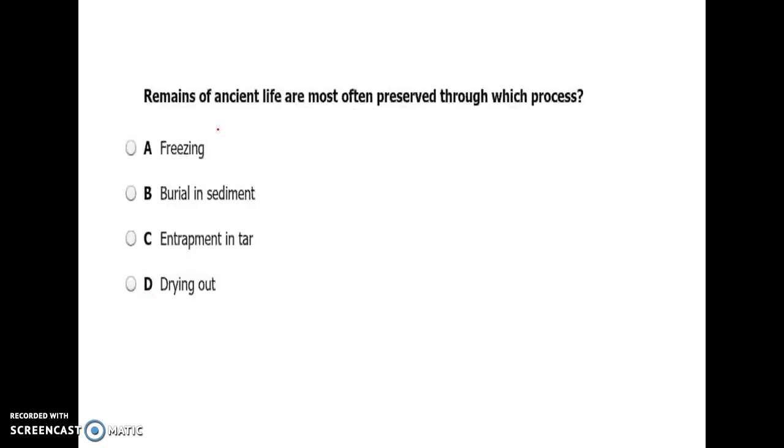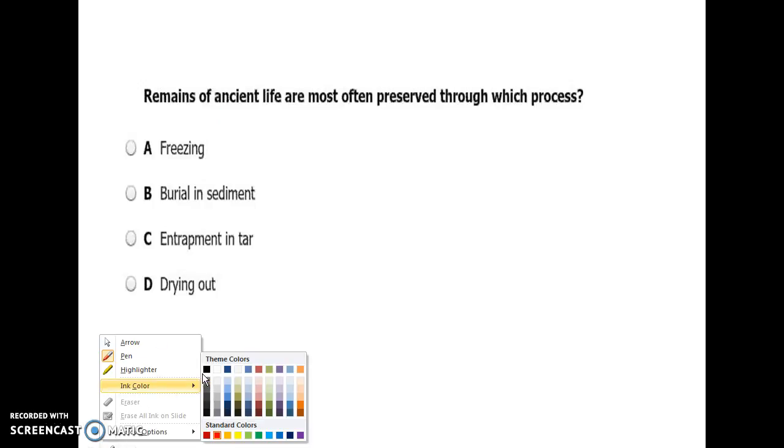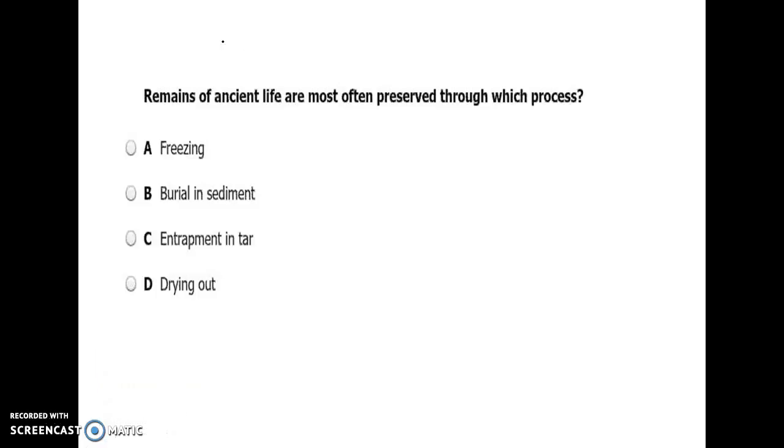So let's look at this next question. The remains of ancient life. If we look at the remains of ancient life, we call those fossils. So fossils, if we remember, are preserved in a variety of ways. But this particular question has a couple of keywords right here, most often. So this particular question is asking about how are fossils most often created?